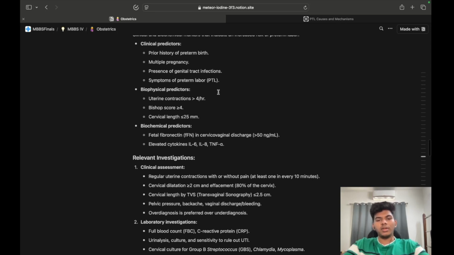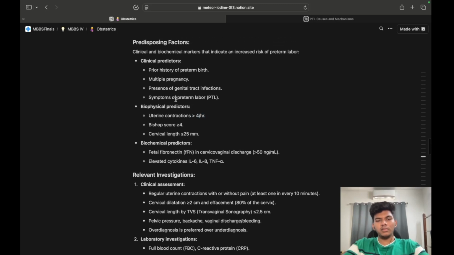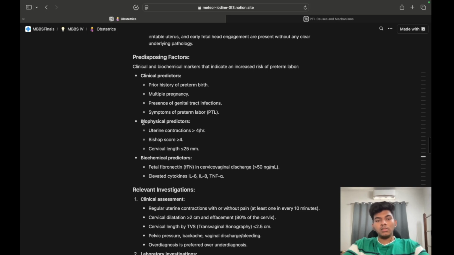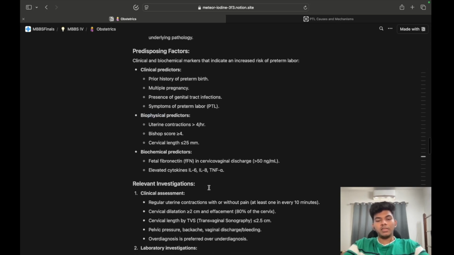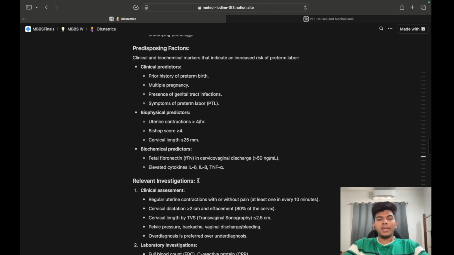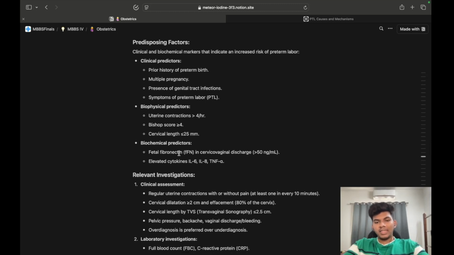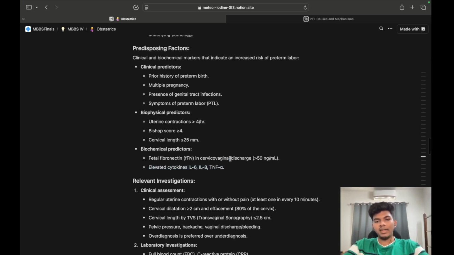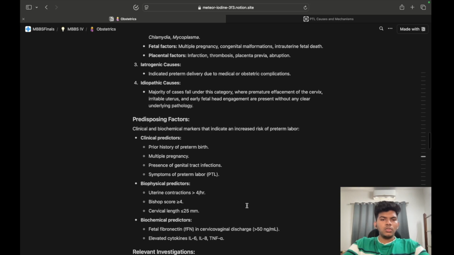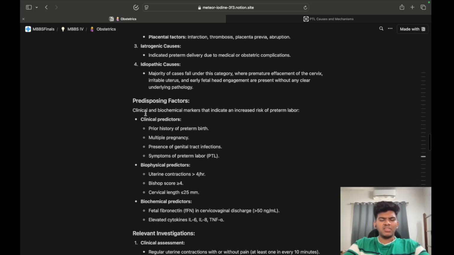So first one, uterine contractions greater than 4 per hour, Bishop score greater than or equal to 4, cervical length less than or equal to 25 millimeter. So these are some numbers for biophysical predictors. Then coming to biochemical predictors, fetal fibronectin in cervicovaginal discharge greater than 50 nanogram per ml, elevated cytokines IL-6, IL-8 and TNF alpha. So these were the predisposing factors.